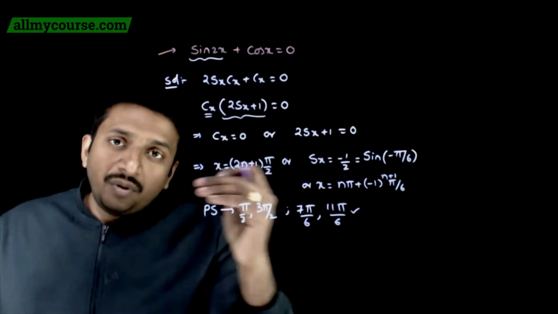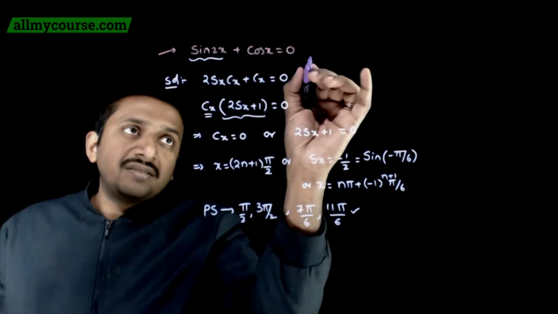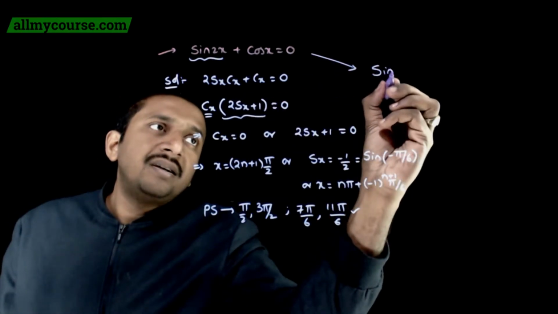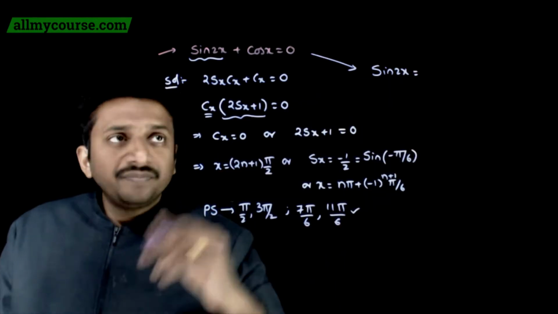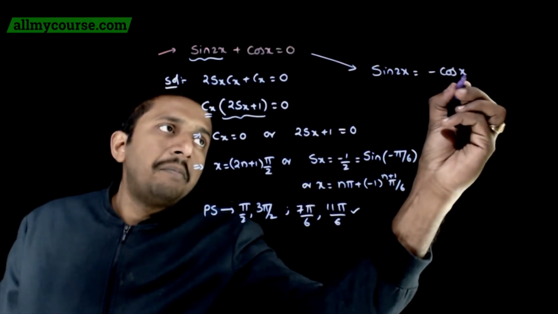So this is one way of doing this. This method is called the factorization method. The other way to do this is: sin 2x is equal to, so this cos x, if it goes onto that side, becomes minus cos x.